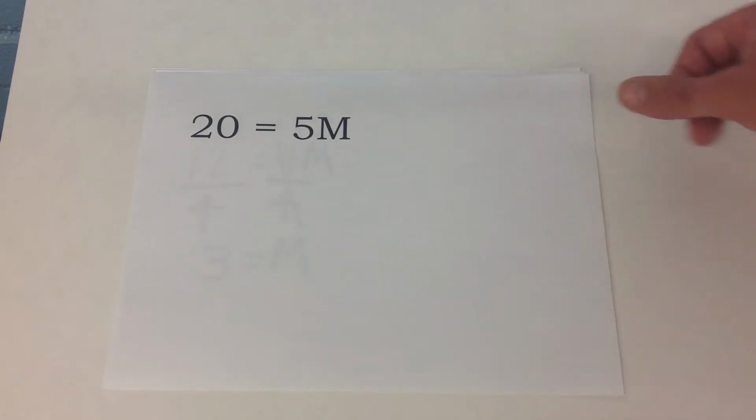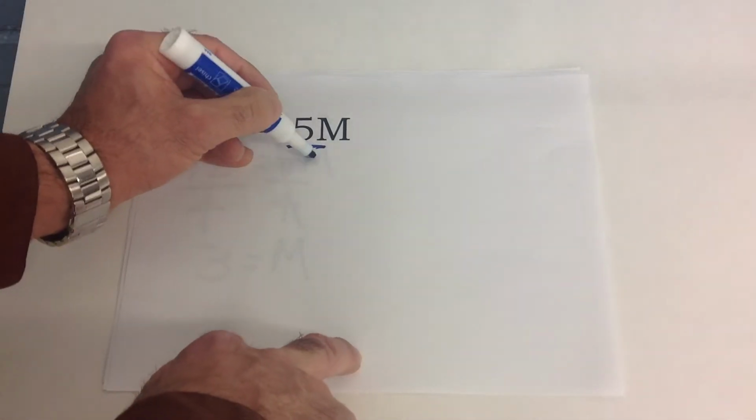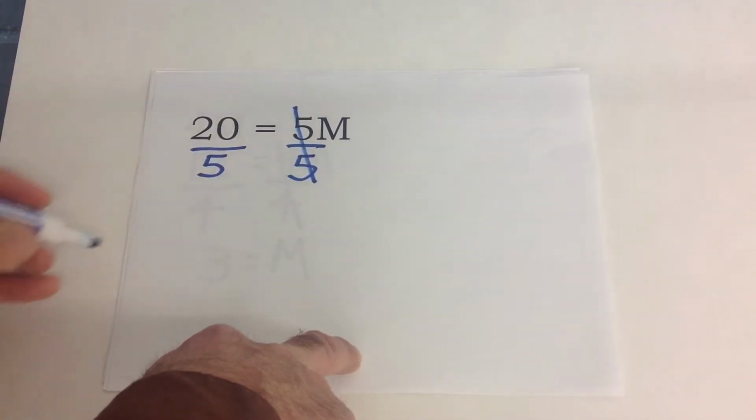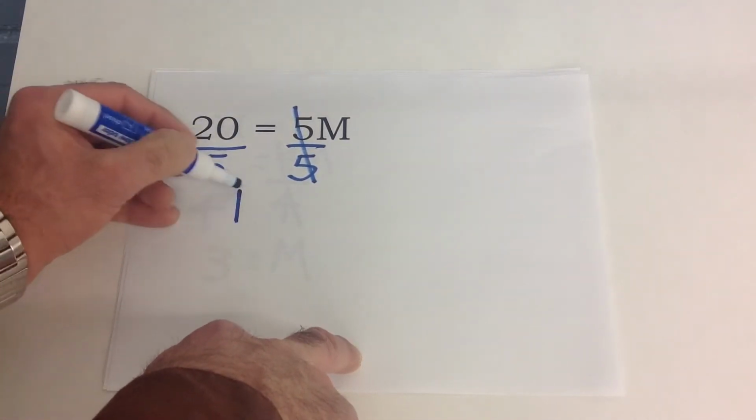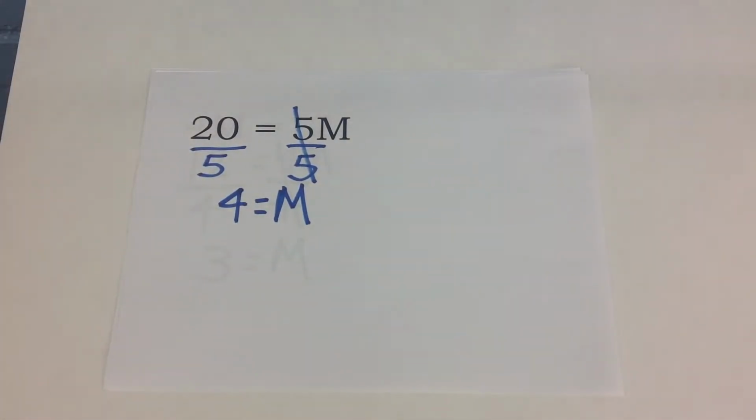20 equals 5m. Okay? Again, do the opposite operation. Whatever you do to one side, do to the other. 20 divided by 5 is 4. So m equals 4, or 4 equals m.